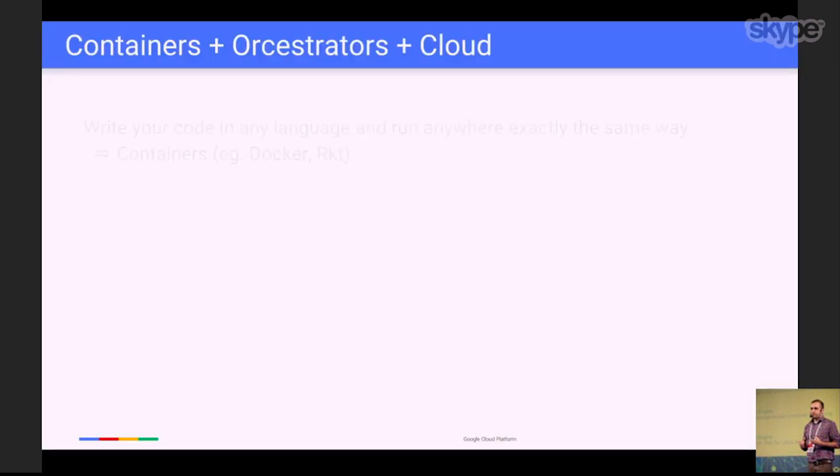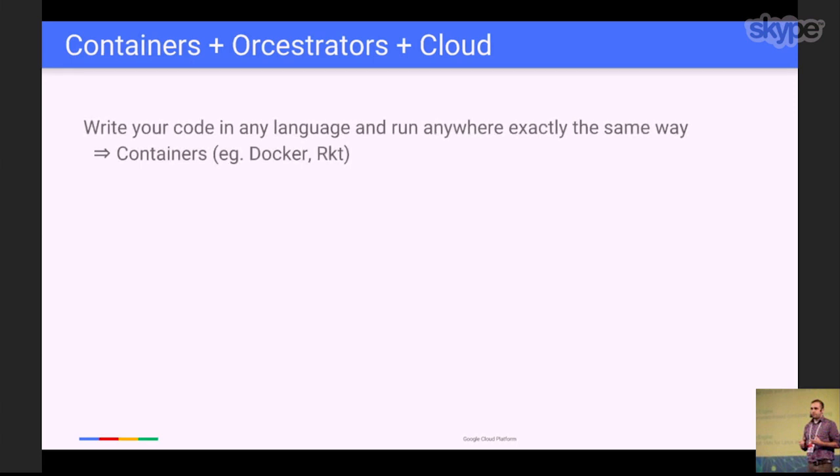So if you look at writing your code in any language and running it anywhere exactly the same way, well, that's what containers are trying to do. So Docker or Rocket, these are the container systems, and they're all trying to make this a reality. They're trying to create an environment where you write your code and it runs exactly the same way.